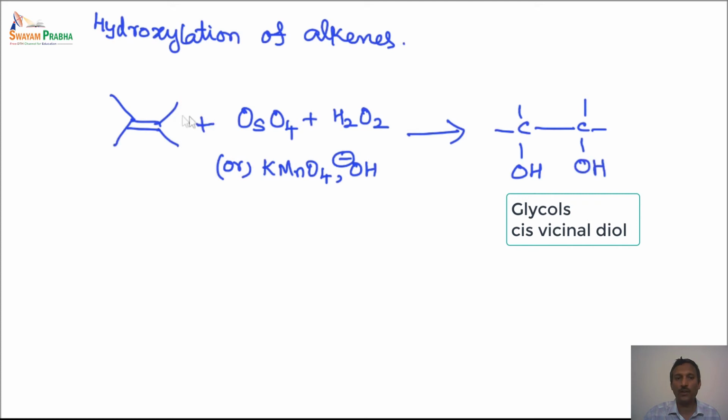So in this case, an alkene can be converted to glycol by treatment with osmium tetroxide in the presence of hydrogen peroxide, or KMnO4 and strong base. Basically, hydroxides can be used to make the diols.